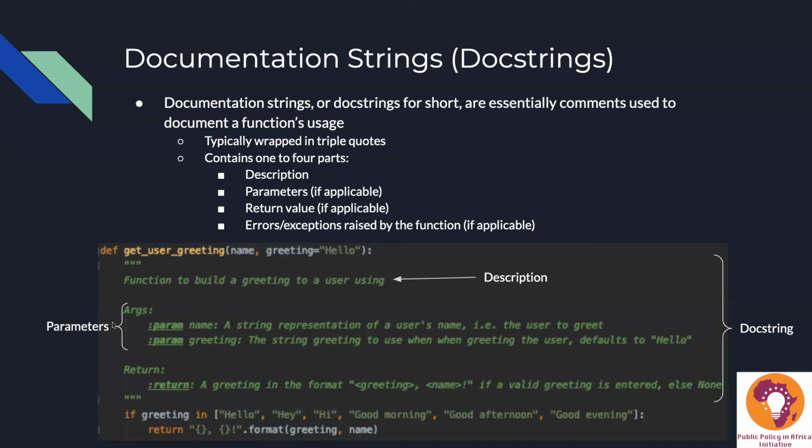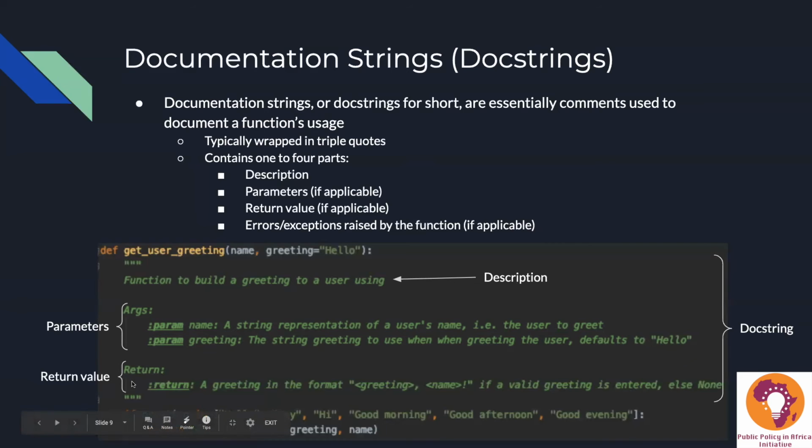These are my parameters. I've specified args, and then indented under that, I have param name and param greeting. My param name is a string representation of a user's name, i.e. the user to greet. And my parameter greeting is the string greeting to use when greeting the user, and it defaults to hello. Notice here that I called out the data type these parameters should be, and if it has a default value, I specified what the default value is.